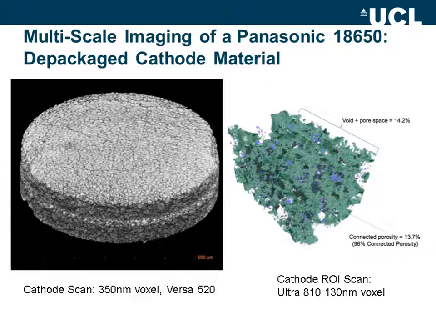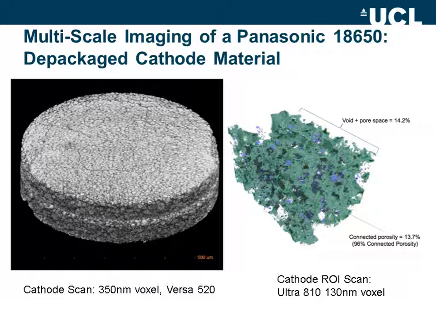And then when we decide we want to depackage the cell, we can move the electrode material onto the Versa 520. Here we're looking at the nickel-based cathode material with a much higher resolution, a 350 nanometer voxel size here, and beginning to reveal something about the detailed microstructure of the electrode. And then by passing it from the Versa onto the Ultra 810, we can conduct region of interest scans with voxel sizes down to 16 nanometers.